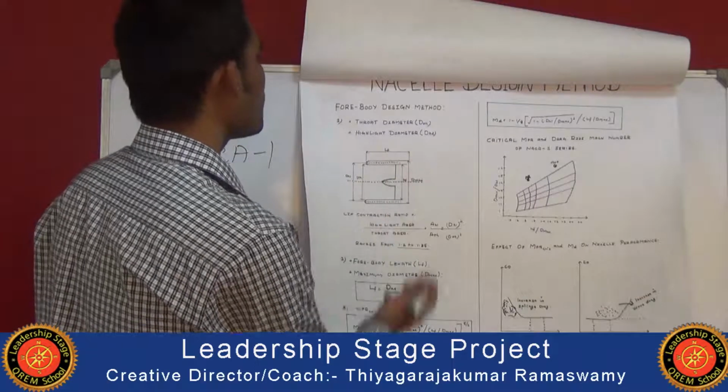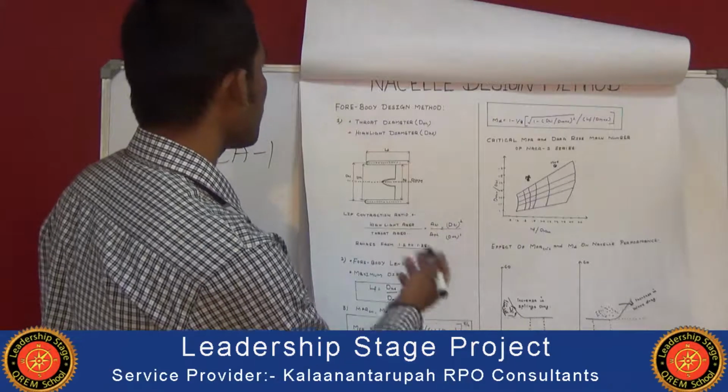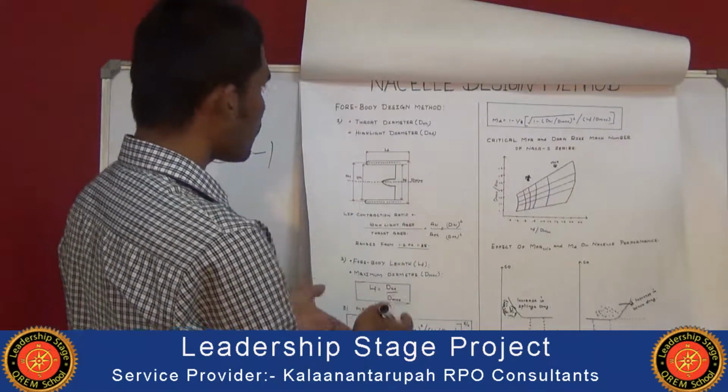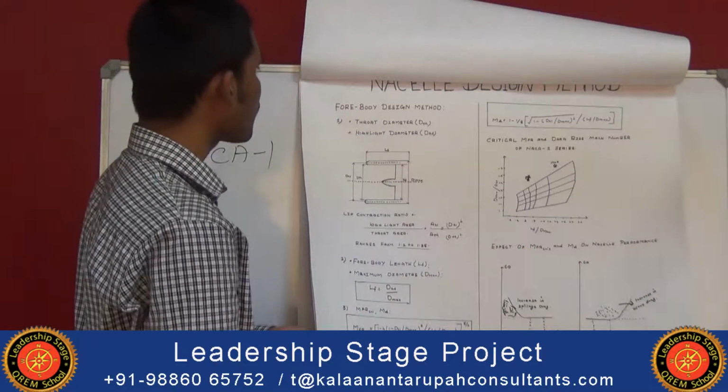First one is forebody design method. In the design method, the design should be divided into two types. One is forebody design method, that is the single cowl of the nacelle. Another one is afterbody design method, that is the exhaust of the nacelle.